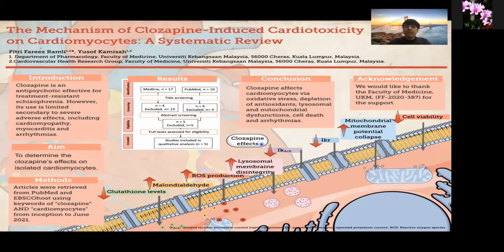We found that clozapine has a wide variety of effects on cardiomyocytes, including the reduction in glutathione levels, the increase in MDA and ROS production and levels, the increase in lysosomal membrane disintegrity, the inhibition of acetylcholine receptor-operated potassium current as well as delayed rectifier potassium current for the rapid component, the increase in mitochondrial membrane potential collapse, and the reduction in cell viability.